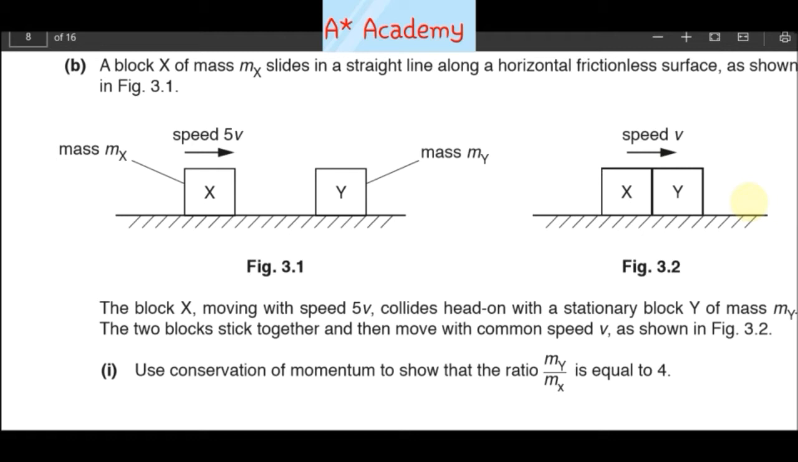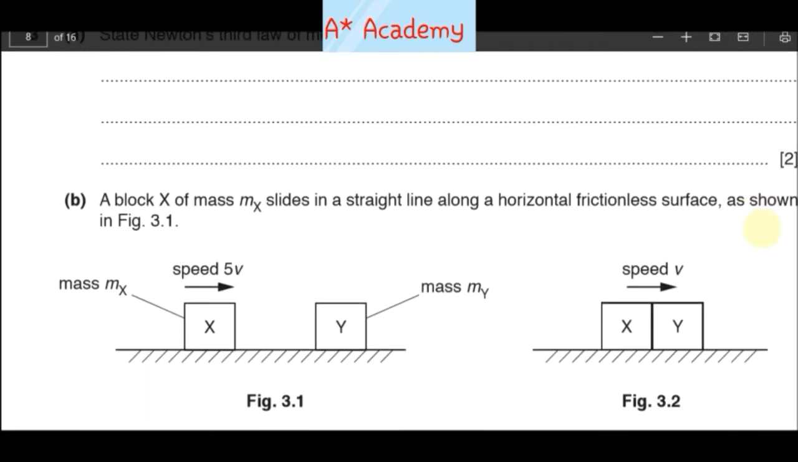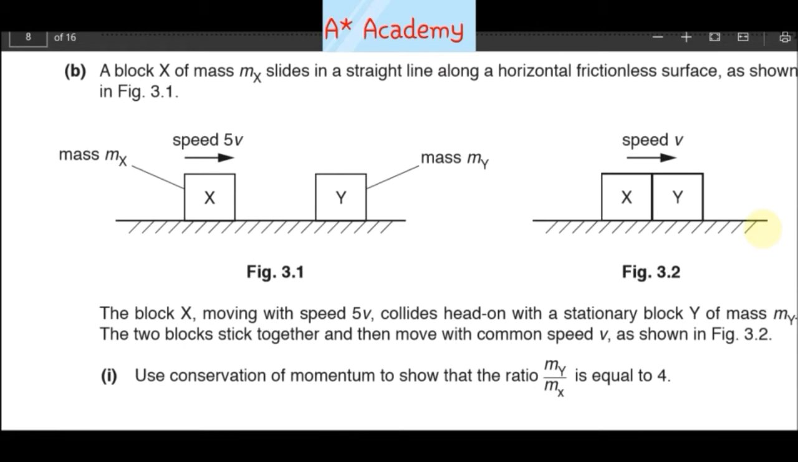Right, then we are on to part B. We are going to use the conservation of momentum to show that the ratio of mass Y over mass X is 4. How do we do that?